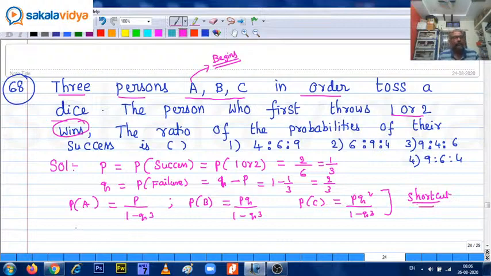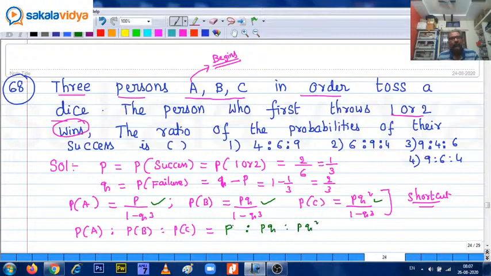So what we need to find out? Ratio. Ratio means P of A is to P of B is to P of C equal to this. You check it now. Denominator same, denominators get cancelled. We get numerators p is to pq is to pq square. Then p also gets cancelled. We have 1 is to q is to q square.